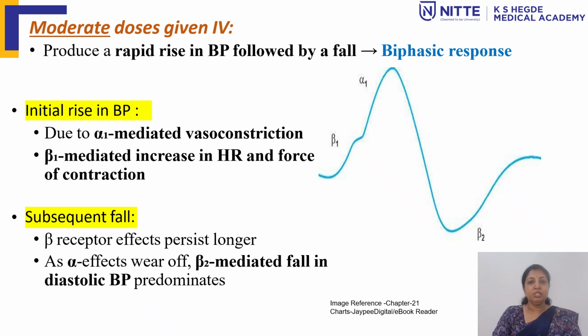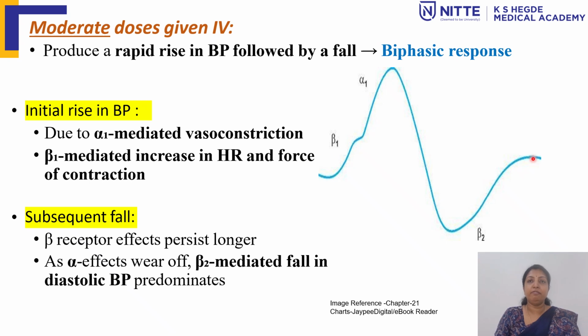A moderate dose given by IV can produce rapid rise in BP followed by a fall. So adrenaline, when given by IV in moderate dose, can produce rapid rise in BP followed by fall. That is known as a biphasic response. Okay, so if you see this, here you can see the rapid rise in BP followed by a fall in BP. Later it comes back to normal.